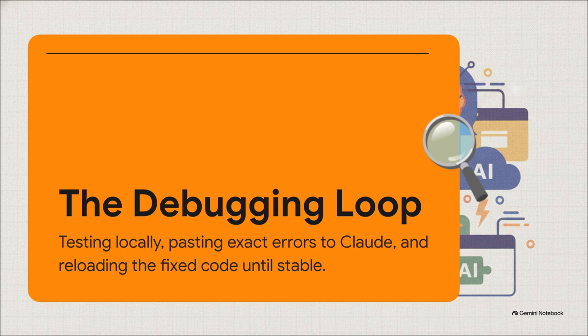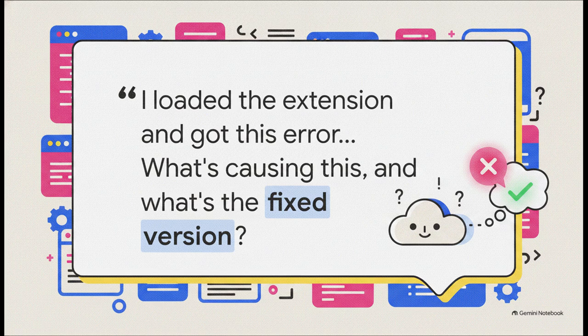Your success here doesn't depend on your coding knowledge at all. It entirely depends on your patience for this loop. This loop right here is the actual work of an AI developer. To execute that loop effectively, you just say to Claude, I loaded the extension and got this error. Paste your error. Here's my pop-up.js. Paste the file. What's causing this and what's the fixed version?